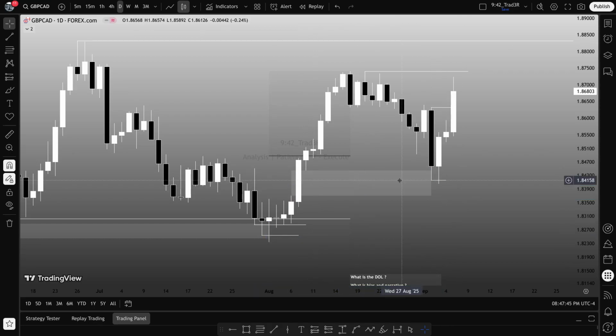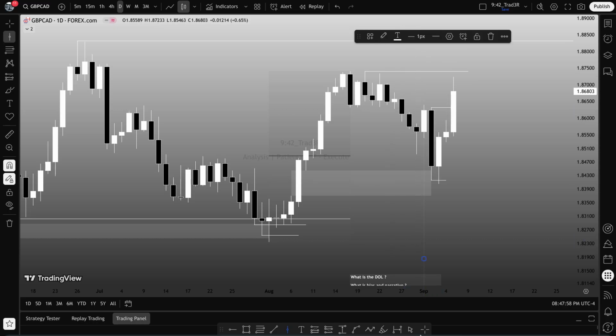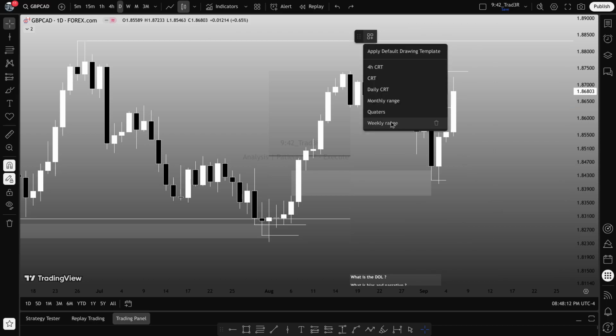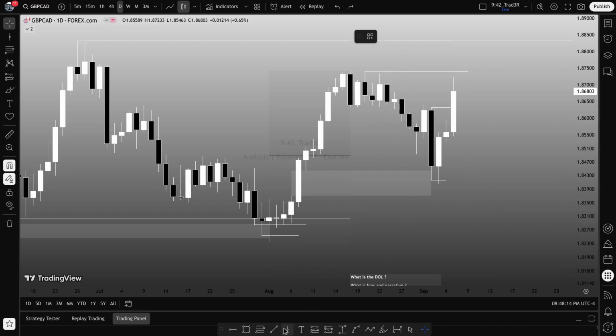and price left a beautiful daily range on Tuesday, and this is the start of last week. So let's put a vertical line there, weekly range, yes. So putting a vertical line there, and you can see how price opened on Monday. You can see how price opened on Monday. Let me bring back the line.